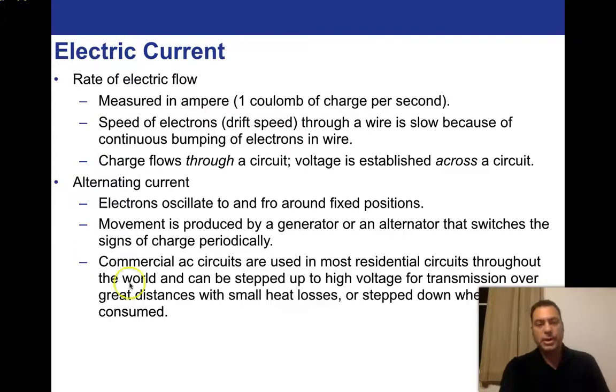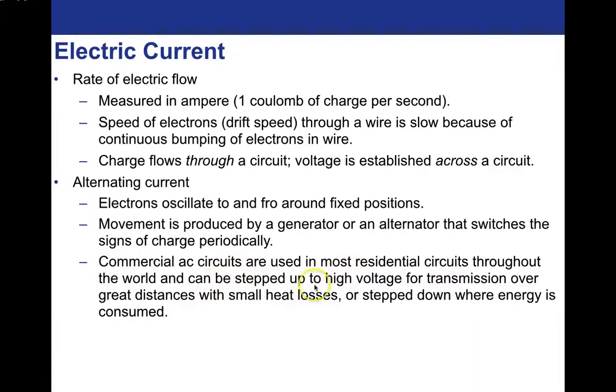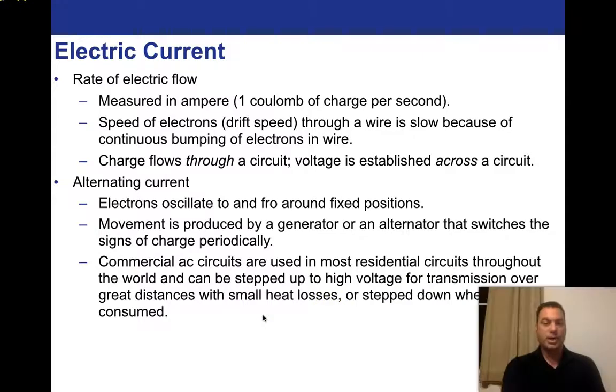Commercial AC circuits are used in most residential circuits throughout the world and can be stepped up to high voltage for transmission over great distances with small heat losses, or stepped down where energy is consumed. So when you're doing power grids, it's really efficient to transmit at high voltage. But when you want to consume it, that's really difficult for a lot of our appliances to deal with, so you've got to step it down. And we'll talk about transformers and how that is done in a couple of lectures. There's actually a whole lecture on transformers coming.